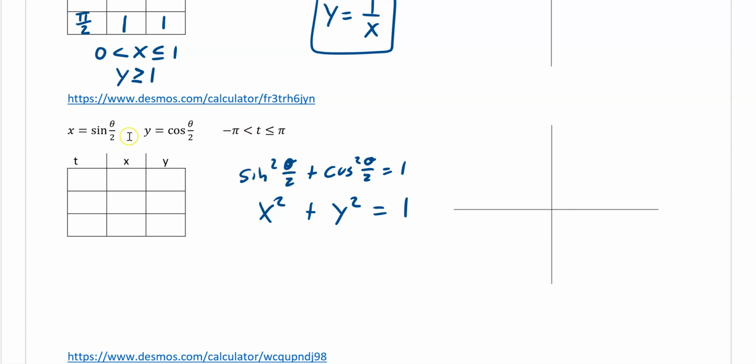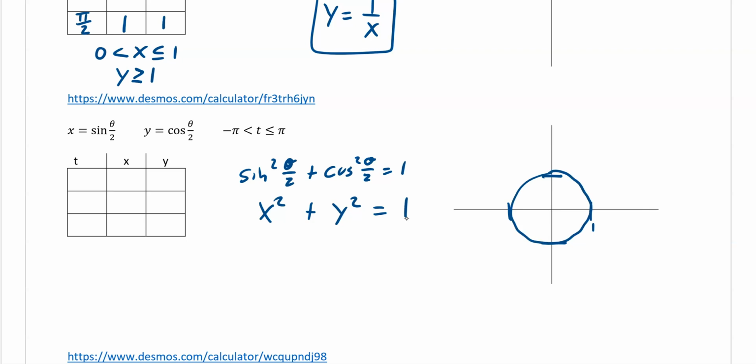Because sine theta over 2 is x and cosine theta over 2 is y, every time you see sine and cosine for your x and y, we just plug them in, and there's our equation. So it's a circle. And you already saw this one earlier, but it's got a radius of 1. So that is our circle.